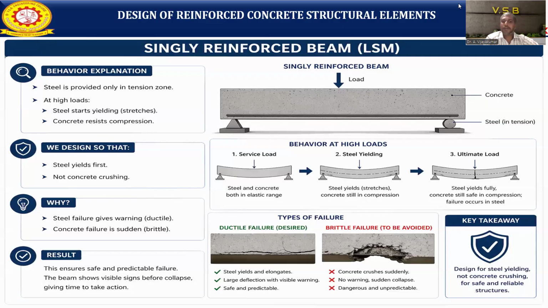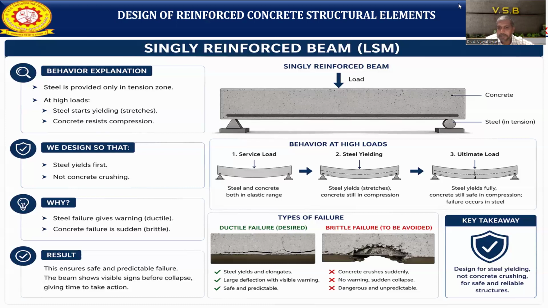One is ductile. It's a designed failure, and brittle failure should be avoided when you design. Now, what will happen in a ductile failure? Steel yields and starts to elongate. A large deflection will form and we can see visible warning because of the cracking. So it is safe and easily predictable.